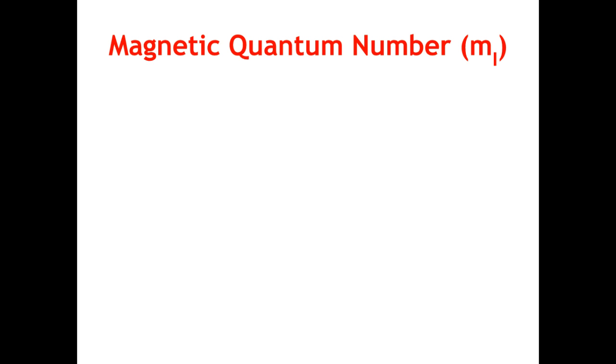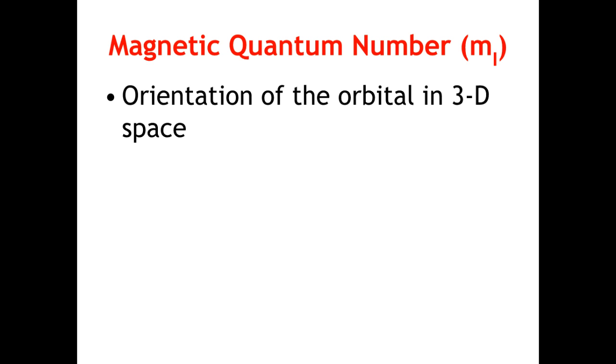Okay, so we have the size, we have the shape. Now we need to know the orientation of the orbital in 3D space. And that is called the magnetic quantum number, and the symbol is m subscript l. Why is it called magnetic? Well, we noticed the orientation in space of these electrons in a magnetic field. So we decided to call it the magnetic quantum number. Little history, cool stuff. But let's move on.